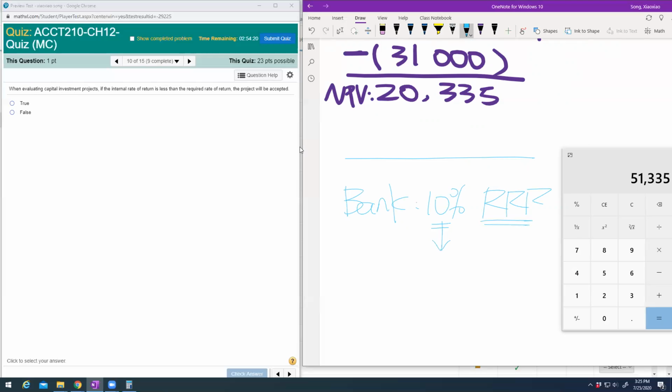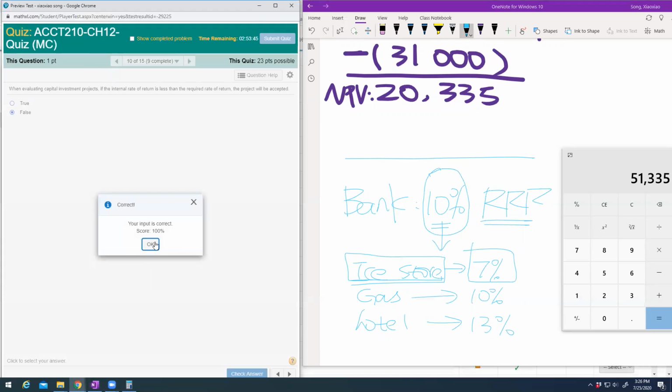You use this 10%, and then you get the ice cream store, you get the gas station, you get the hotel kind of. And then from these projects, the internal rate of return for the ice cream store is 7%. Okay, gas station is 10%. The hotel is 13%. Let's just make up a number. You borrowed at 10%, but your internal rate of return is only 7%. Hey, come on, you are losing money, right? You definitely should not accept this project. You cannot accept this project.